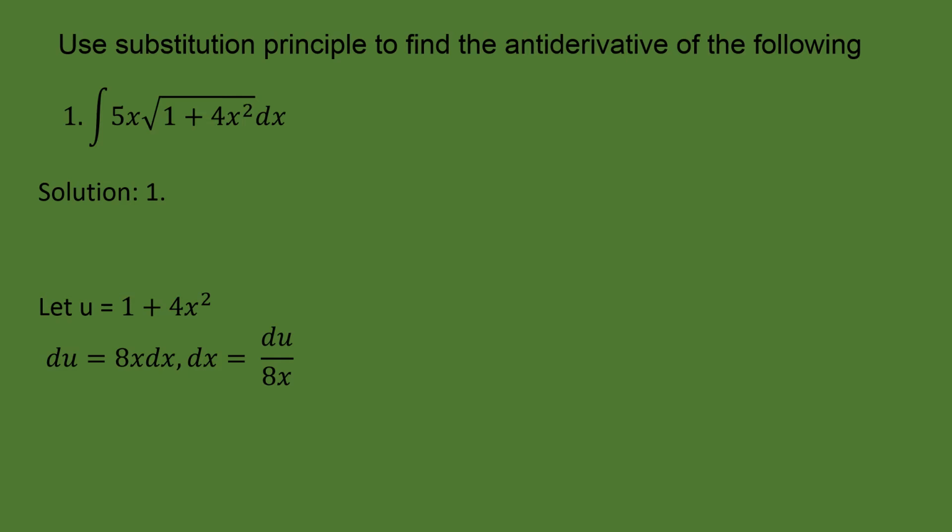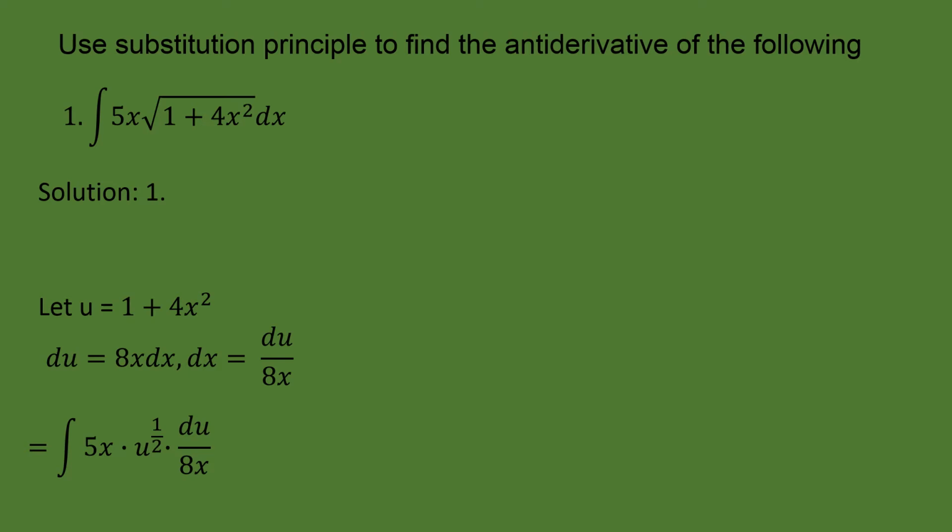Then the derivative of u is 8x dx. Finding the value of dx becomes du over 8x. Then we have to substitute the value of u, which is 1 plus 4x squared. So it becomes the integral of 5x times u raised to the power of 1 half, because the square root is 1 half. We rewrite that into a rational exponent. Then we multiply by du over 8x.